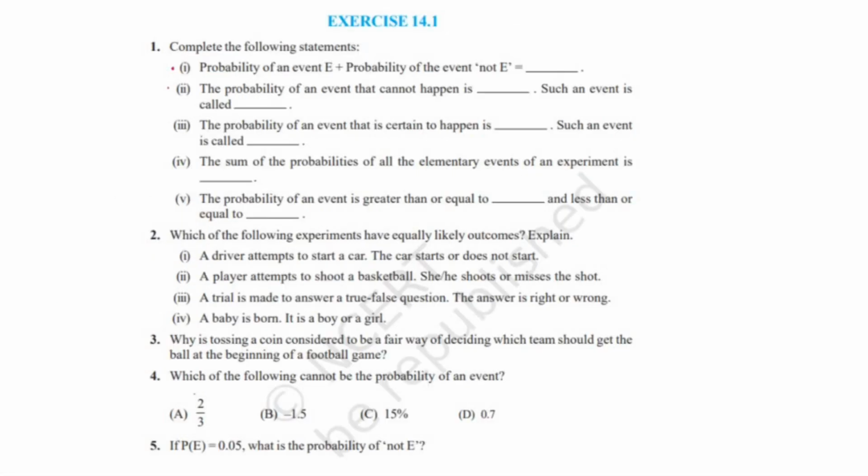Now we have arrived at exercise 14.1. The first question, complete the following statement. The first bit says, the probability of an event plus the probability of not an event is equal to dash. So it is always equal to 1, because the probability of happening of an event plus the probability of not happening of an event, which means the complementary event, is always 1. This we have discussed in the beginning part of the video. The second bit, the probability of an event that cannot happen is always 0. Such an event is called an impossible event.